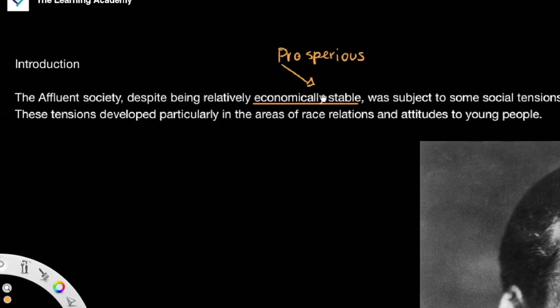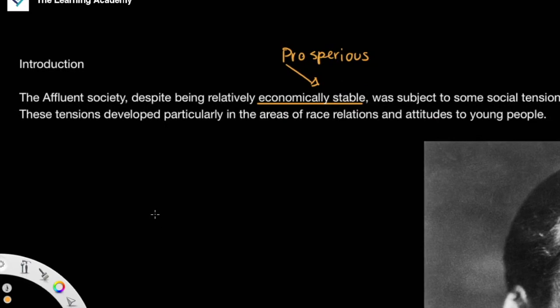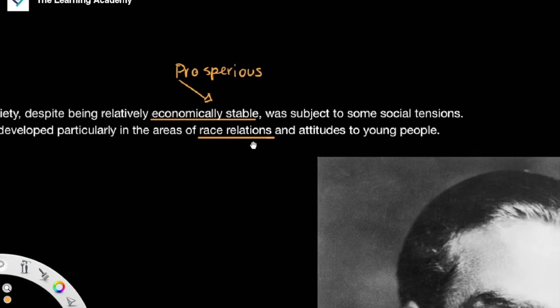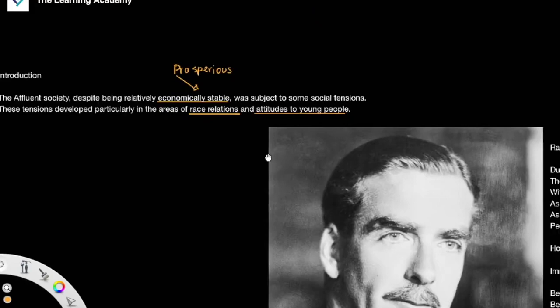Social tensions during this period can be divided really into two camps. We could talk about race relations, something that will play a key role within British society for a very long time to come, and also attitudes towards young people. We're going to talk about each of them individually, starting with race relations.